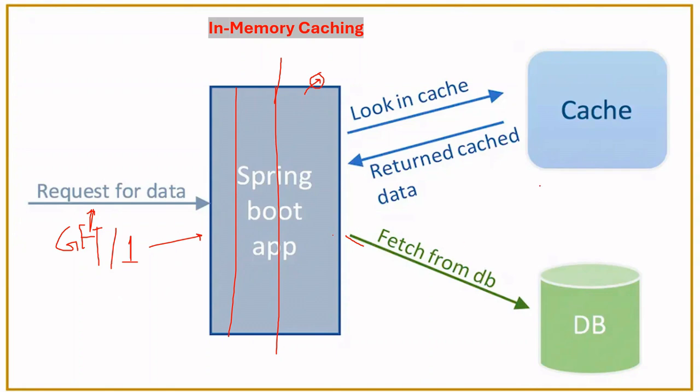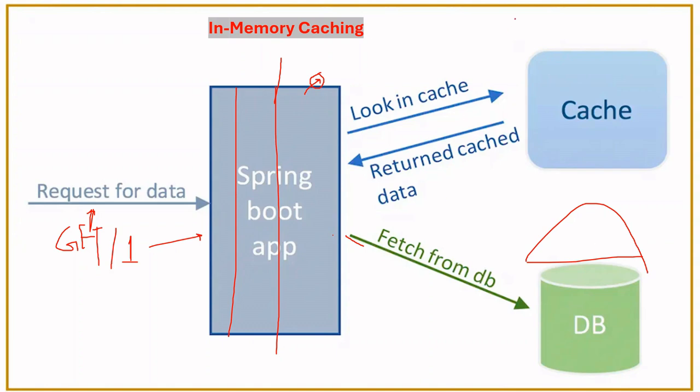So why do we use cache? Instead of hitting the database every time, it will hit the cache. From cache memory, it will check whether the data is available or not. If employee ID 1 is available, then it will fetch from cache. It will not fetch from the DB, because hitting the DB every time is costly. So instead of fetching from the DB, this Spring Boot application will fetch from cache memory.